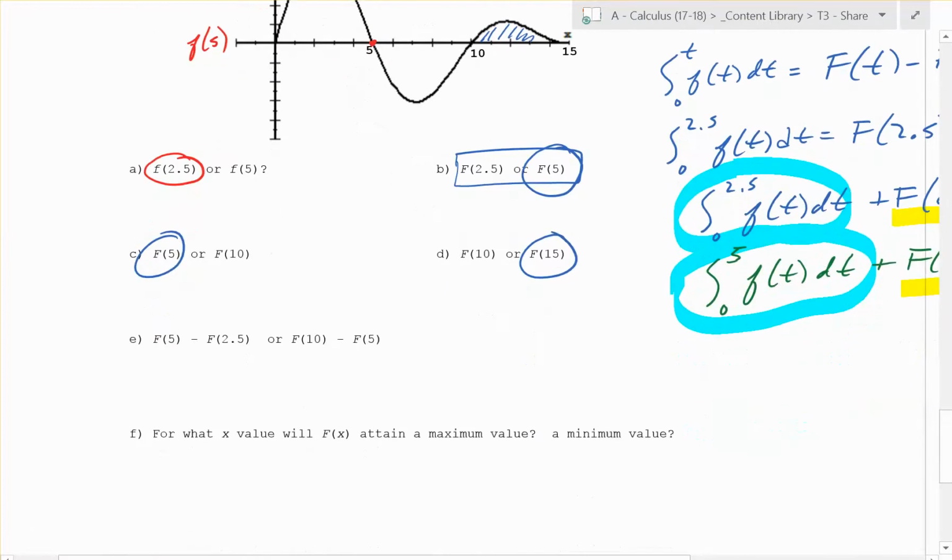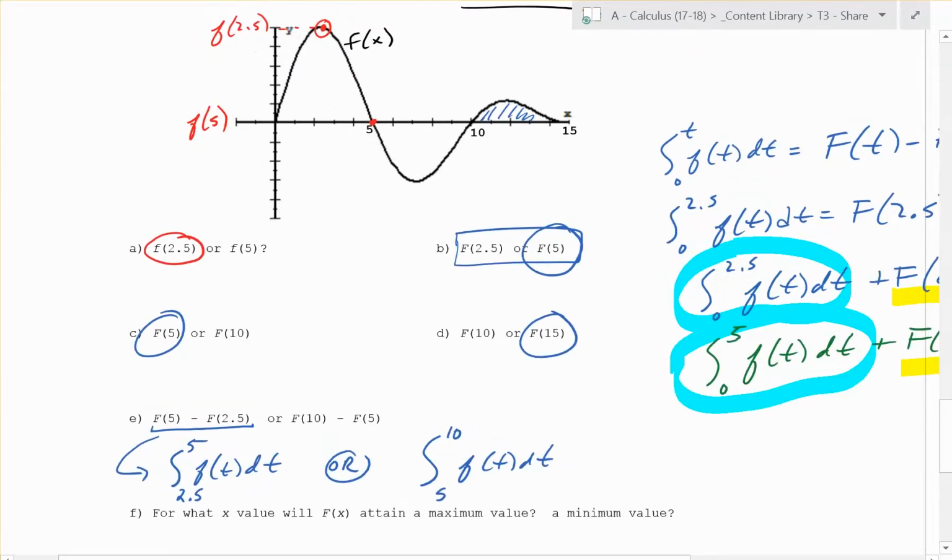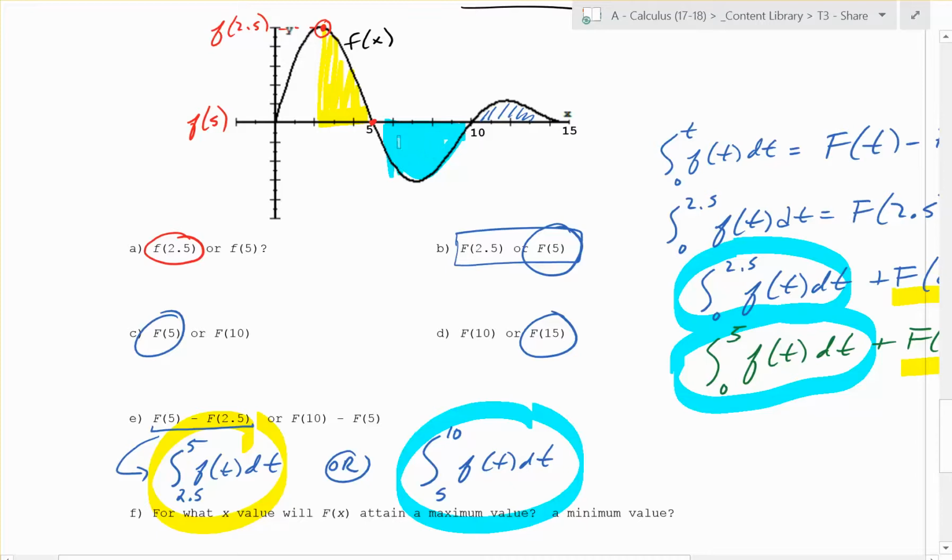So then what about these differences? Well, this right here is the same as the integral of lowercase f from 2.5 to 5 of lowercase f of t dt. So that's the area under the curve from 2.5 to 5, or the area under the curve from 5 to 10 of f of t dt. Which one's bigger? This one is from 2.5 to 5. What's bigger? This area right here, or 5 to 10?